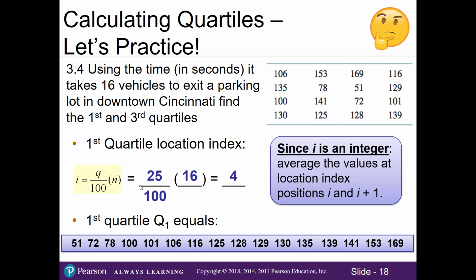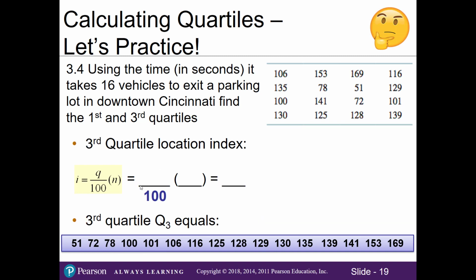Recall though that if my index is an integer, I have to average whatever number appears in the fourth position and the next one up. So if I look at my data array down below, and it's already organized from smallest to largest, which you did earlier, my fourth position is 100, and the next number up is 101. So we'll go ahead and take the average of the two by adding 100 to 101 and dividing by 2 to get my first quartile of 100.5.